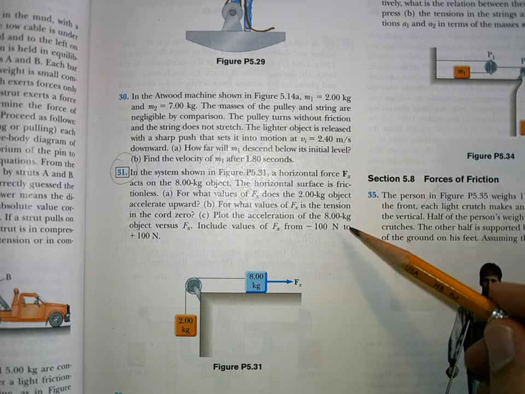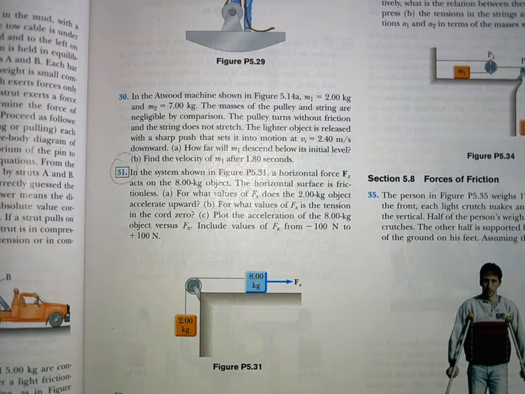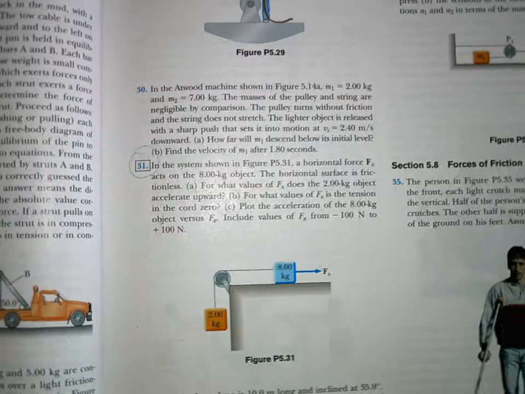And then plot the acceleration of the 8 kilogram object versus f of x, including values of f of x between negative 100 newtons to positive 100 newtons. And that's the part that usually gets students confused, part C on this problem. So let's do it.